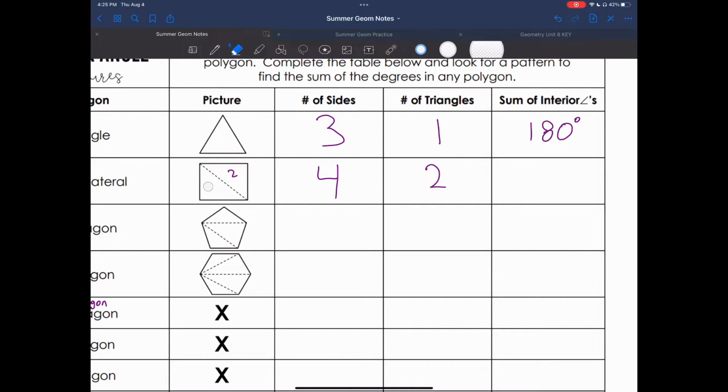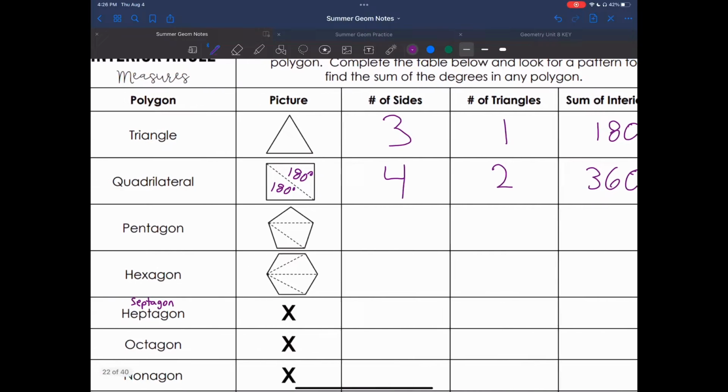So what would be the sum of the interior angles of this quadrilateral? Well, think about it. If each triangle has 180 degrees, then you've got one there and you've got one here. So you can add them together. So the sum total would be 360 degrees. Follow how we're doing that? Okay, let's try the next one.